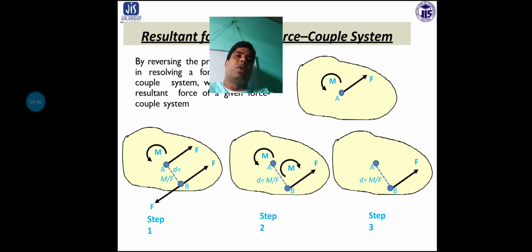The third step is the final step, where the total force is applied with the base of the perpendicular distance, and with point B we can calculate the total moment, and that moment will be the force into the perpendicular distance d.